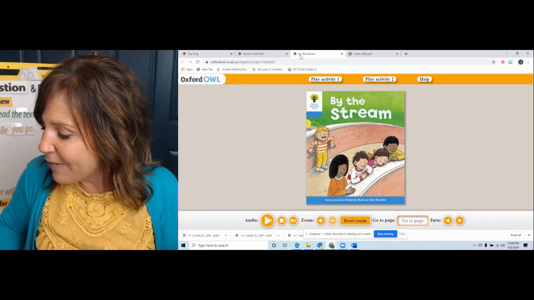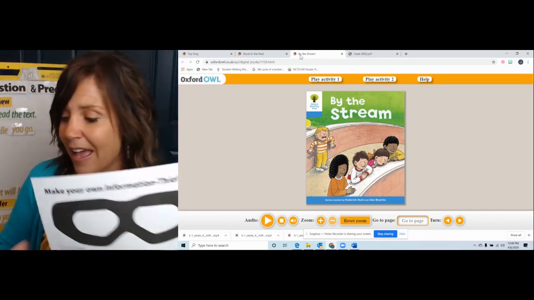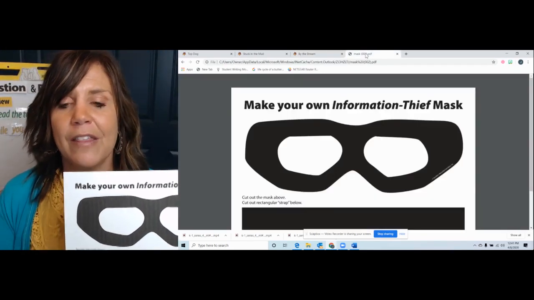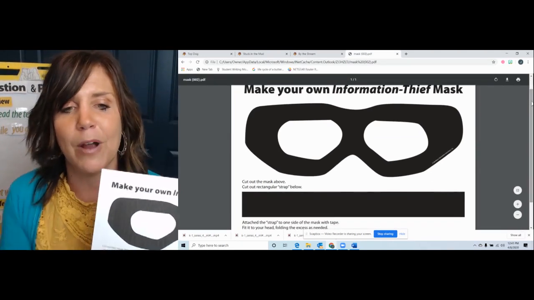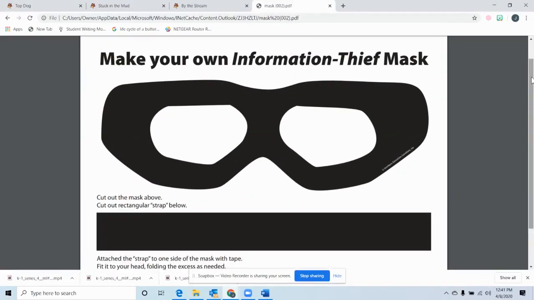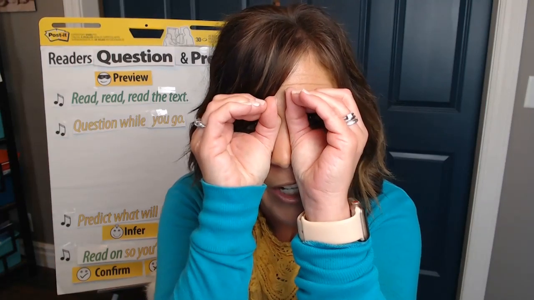And if you would like to make your own mask, I'm going to put the mask right here that you can print out, or I'll put it up on the screen so that you could even hold a piece of paper up and trace it and cut it out, sort of like we did with the magnifying glass. Or if you have a printer, you can print it out. Or if you don't have paper, you could always just use your hands and make your own little information thief mask with your hands. But I want you to look at all of those details, look at every single page and pull out all the information that you can before you read the book.